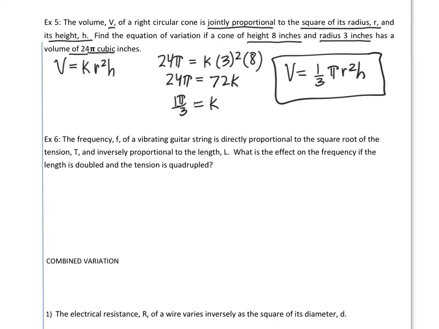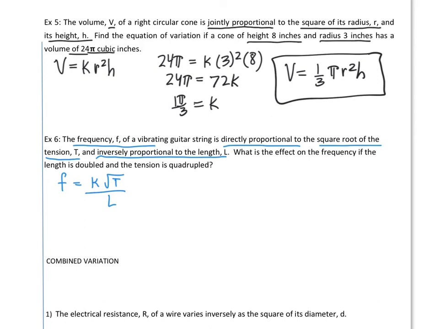The frequency F of a vibrating guitar string is directly proportional to the square root of the tension T and inversely proportional to the length. All right, so let's write that up. Frequency F, directly proportional, so K square root of T, inversely means I'm dividing by the length. What is the effect on the frequency if the length is doubled?